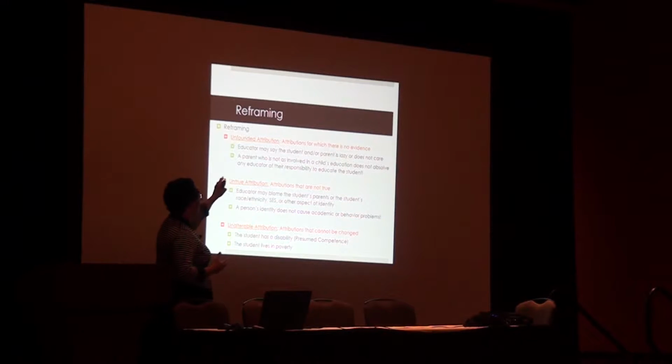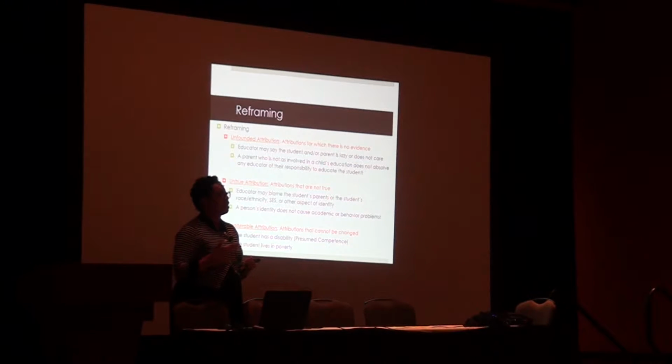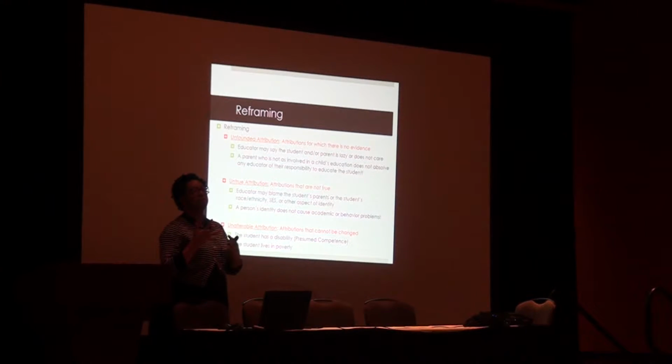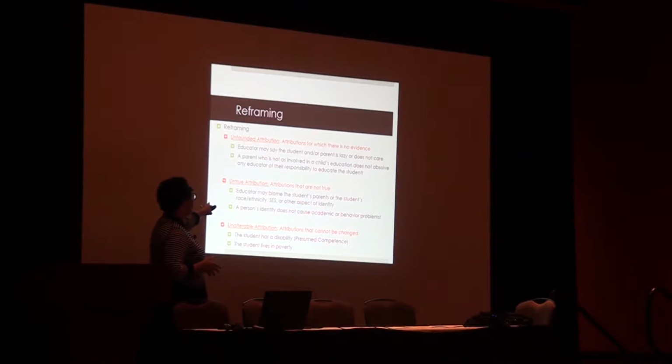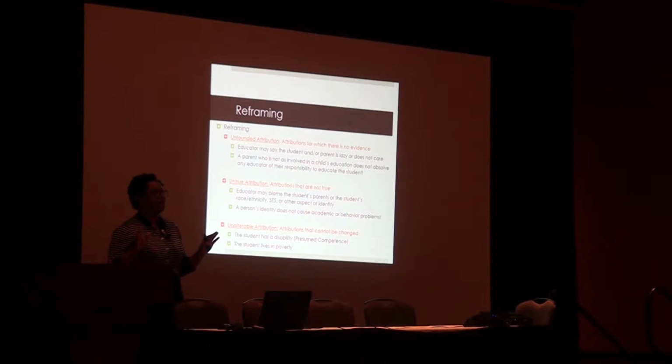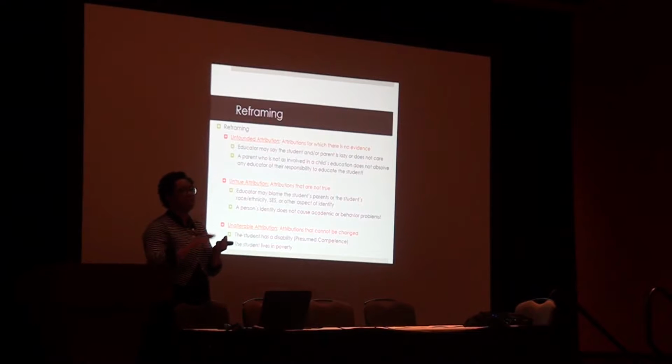So an example of an unfounded attribution is any time a person is making an assumption about a person's identity and they have no evidence that that is actually true. A second example, or another example with the untrue attribution, is that any time a person is saying that some part of a person's identity is the problem, that is untrue.